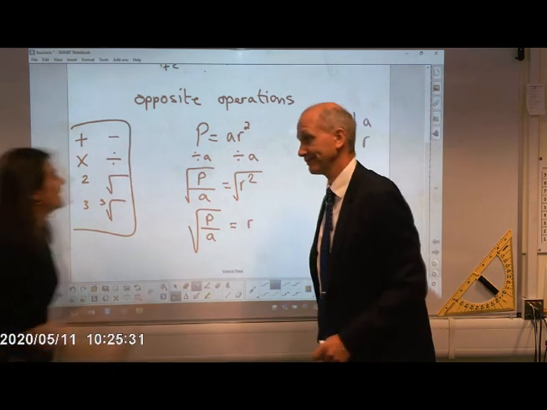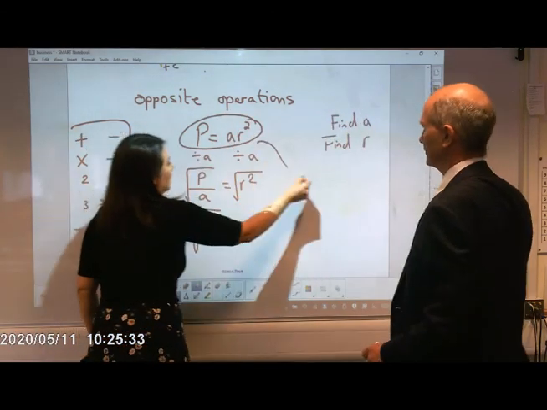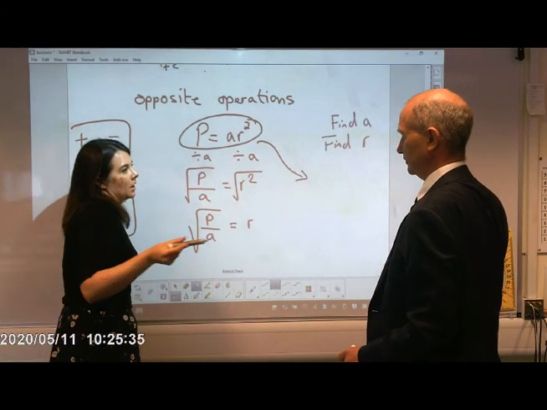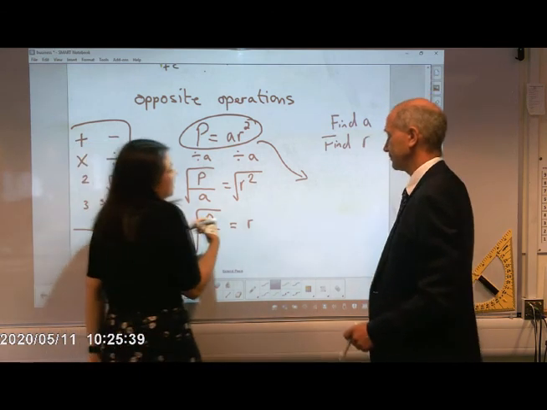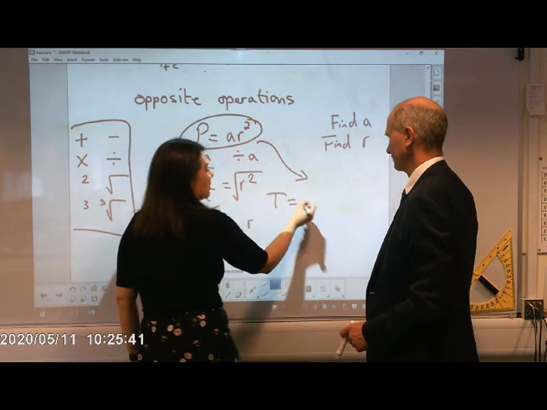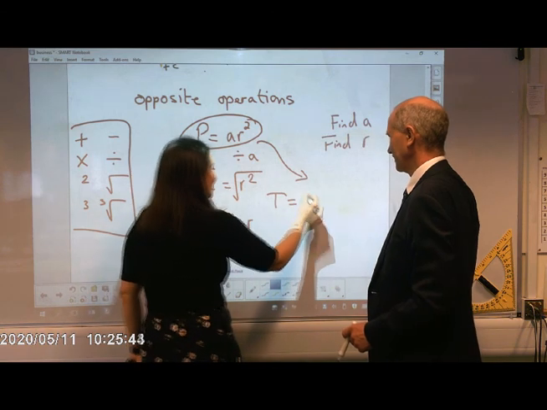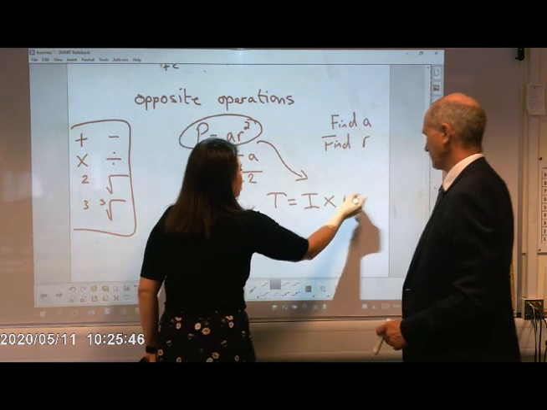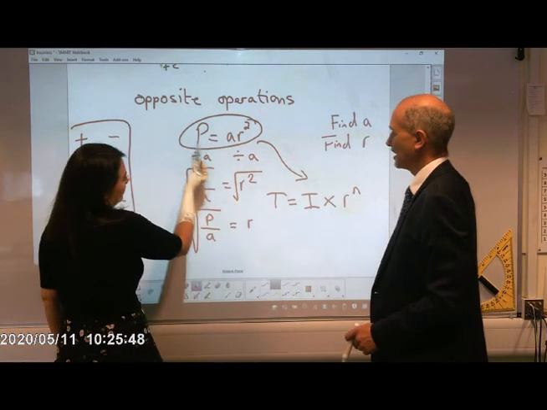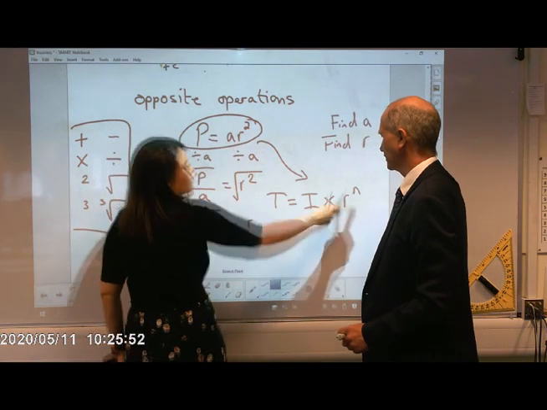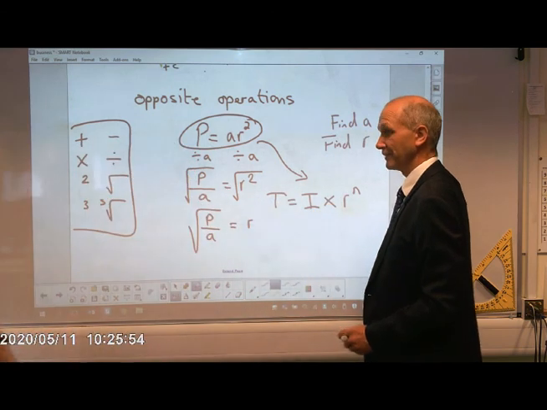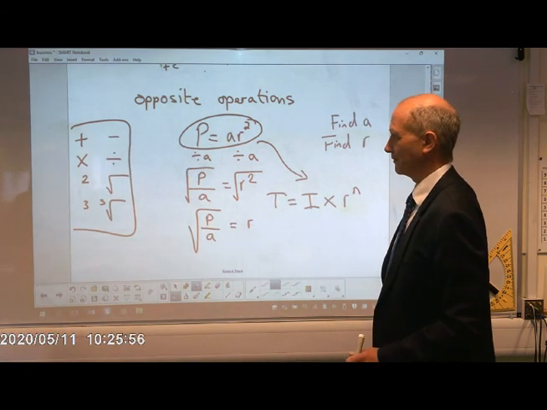Beautiful. Now this is similar to your compound interest formula, just so if you wanted to relate it to something. It would be your total equals initial times the rate to the power of the number of years. So you can see that P equals A times R squared. This is T equals I times R squared. Beautiful. Okay, that's it.